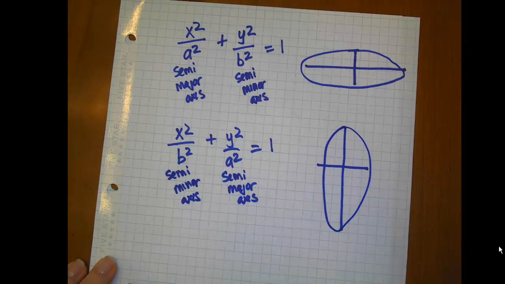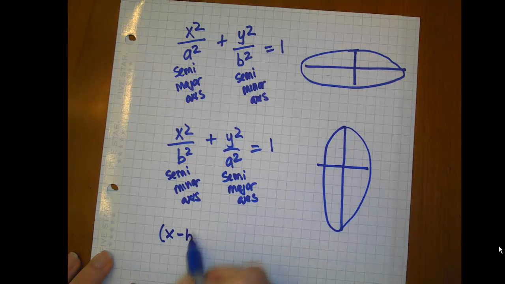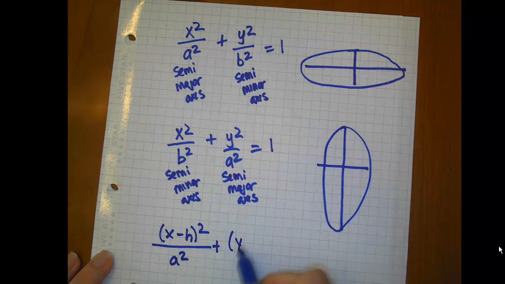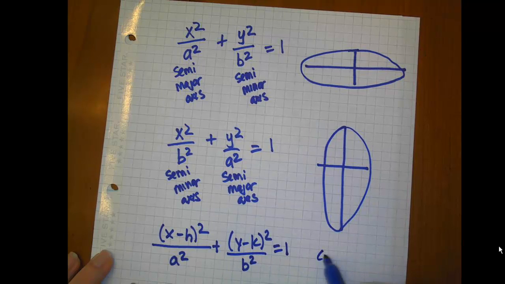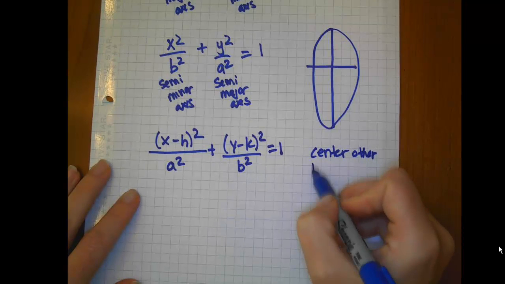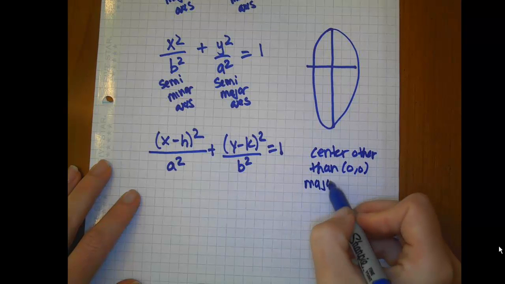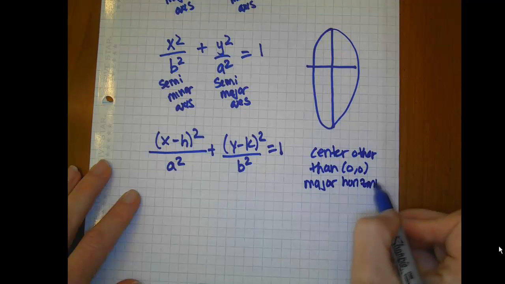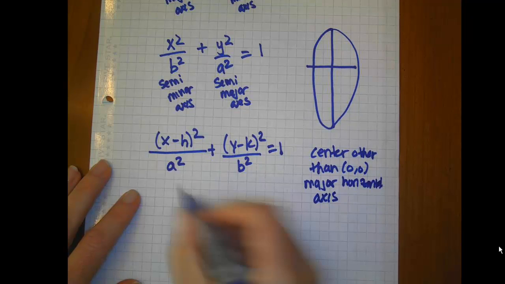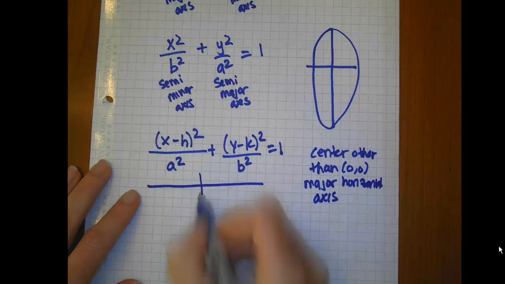Then I have my other standard forms of an ellipse. If the center was not at 0, 0, it would look like x minus h squared over a squared plus y minus k squared over b squared equals 1, if I had a center other than 0, 0 with a major horizontal axis. Okay, so I would have a longer horizontal and a shorter vertical.